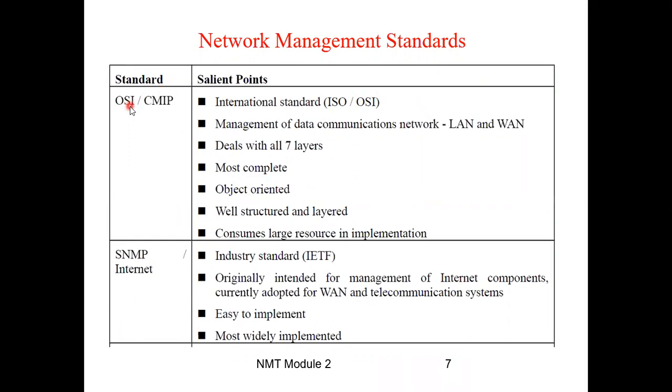If I see OSI, which uses the CMIP protocol, it is an international standard given by the ISO. It is used for the management of data communication networks, LAN and WAN. It deals with all 7 layers. It is the most complete, comprehensive set of protocols. It is object-oriented, well-structured and layered. But the drawback is that it is complex, and it consumes large resources in implementation.